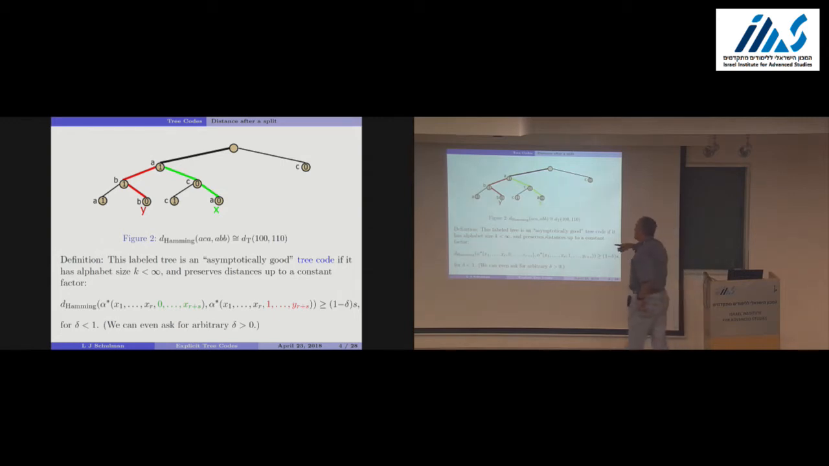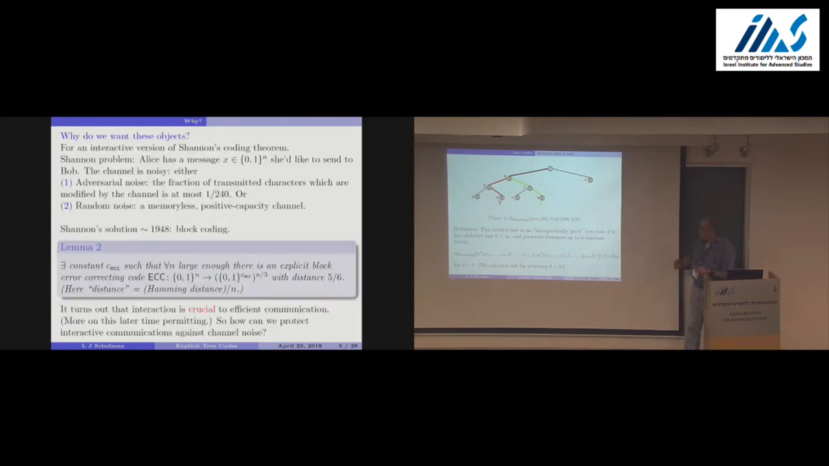And when we have that up to constants, we'll call this an asymptotically good tree code. This is following the usage of the phrase asymptotically good in electrical engineering coding theory. So we want the alphabet size to be finite, and we want it to preserve distance up to a constant factor, and that's exactly what this is saying here. If they split S levels ago, then the distance should be at least a fraction 1 minus delta times S. All right, so this is what we want to build.